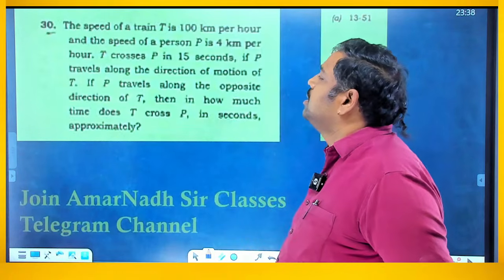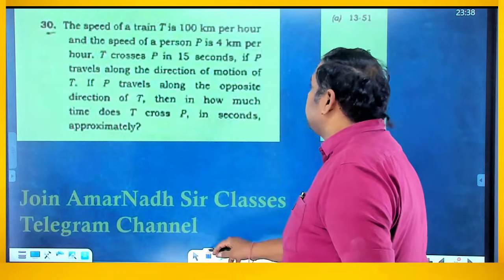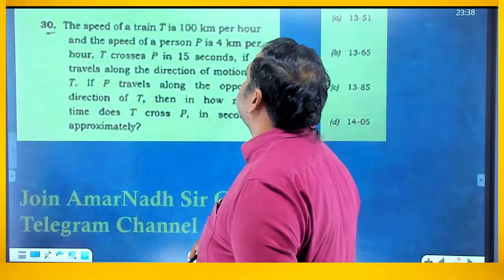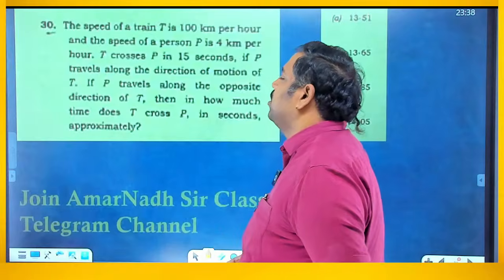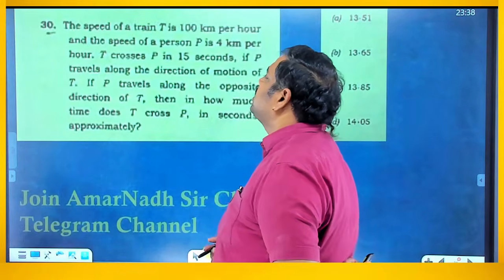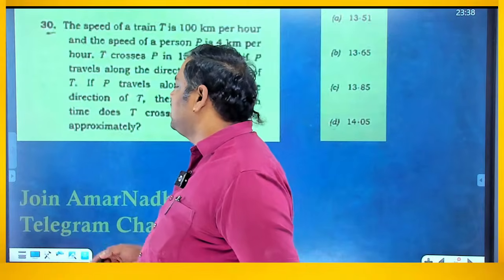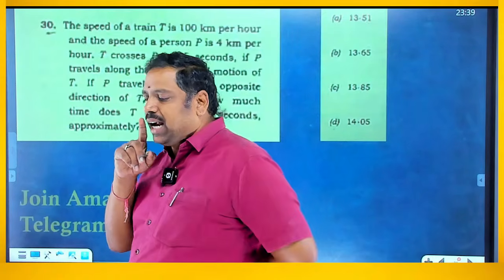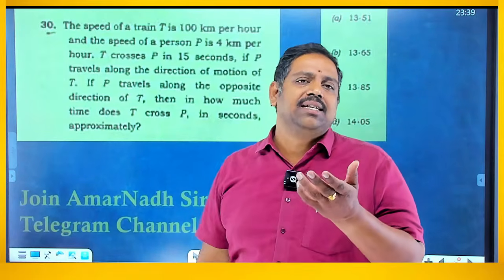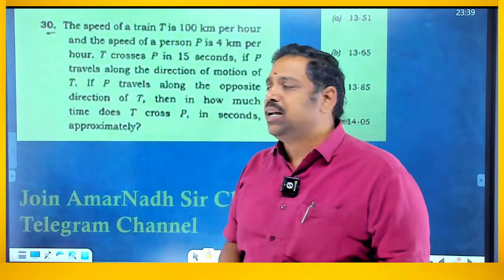So the speed of a train T is 100 kilometers per hour, and the speed of a person P is 4 kilometers per hour. So both the speeds he specified, right? Okay. T crosses P in 15 seconds. So that means that train crosses the man. Train crosses the man means what we can say, a lengthy object is crossing a point object, means distance traveled is nothing but length of the train.